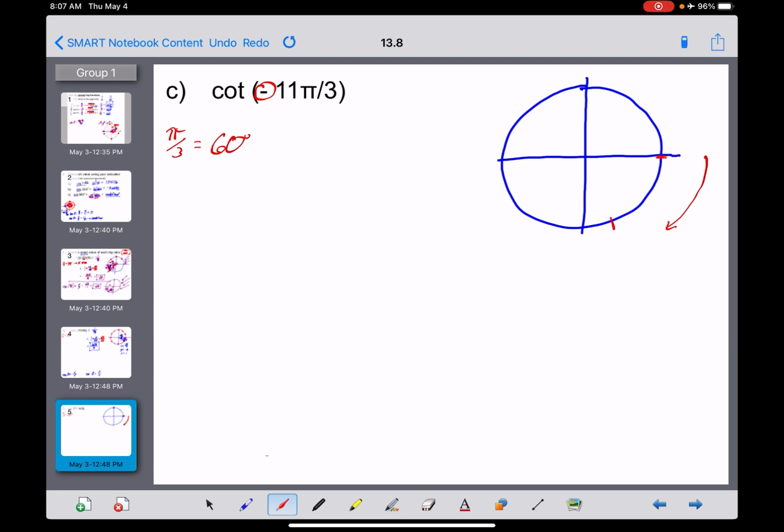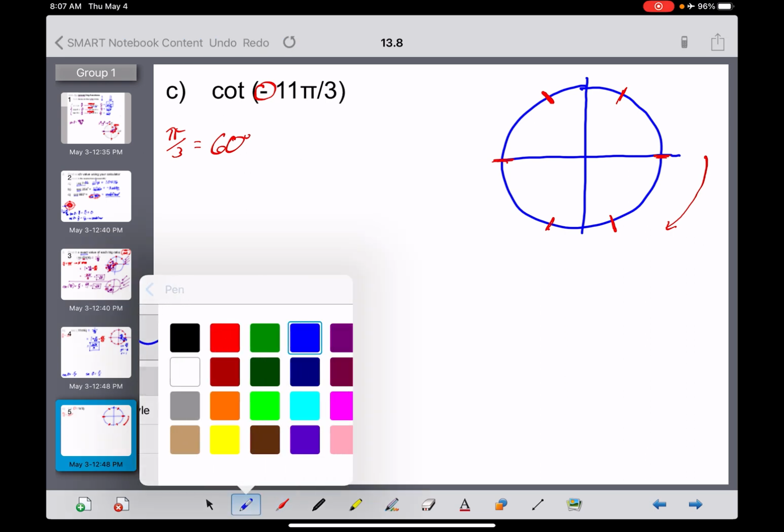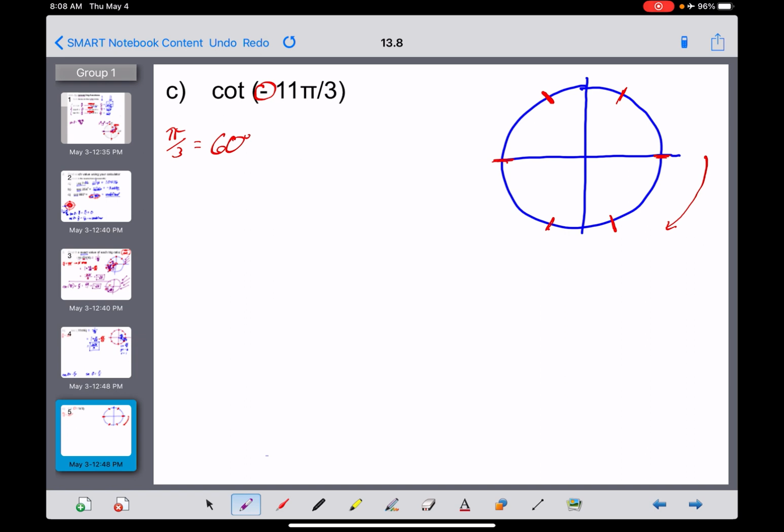Here we go. That is 1, 2, 3, got it, 4, 5, and 6. Still got a long way to go. 7, 8, 9, 10, and 11. Okay, so negative 11 pi over 3 gets us into the first quadrant. I didn't realize that one right there. Okay, into the first quadrant. So there's my radius, there's my altitude, and there's the right angle that we have right there. Okay, gotcha. 60-degree reference angle right here.